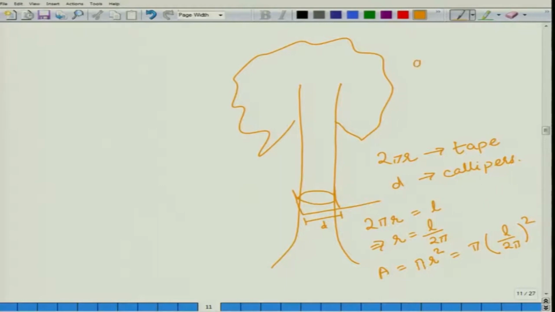Alternatively, if we knew d, we know that d equals twice the radius. So, r equals d by 2, and the basal area would be pi r square equals pi d square by 4. So, in the case of coniferous trees, we can very easily find out the basal area either by using the perimeter measured with a tape, or by using the diameter as measured with calipers.